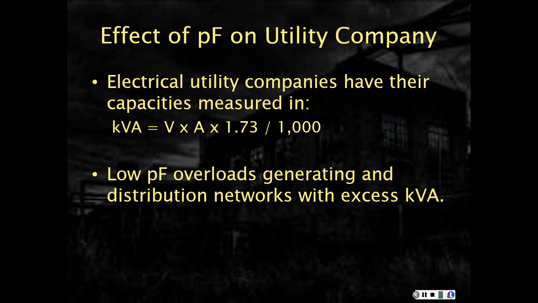Now, on the other hand, let's take a look at the effect of power factor on the utility company. The electrical utility company measures their capacity in kVA, or apparent power. So kVA equals volts times amps times 1.73 divided by 1,000 to get it into kilo. Low power factor overloads the generation and distribution network with excessive kVA.